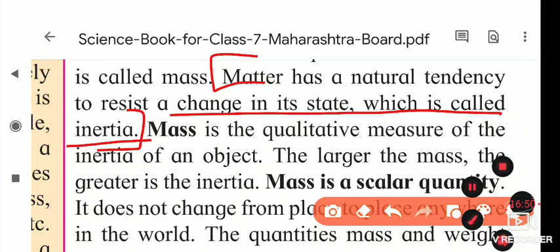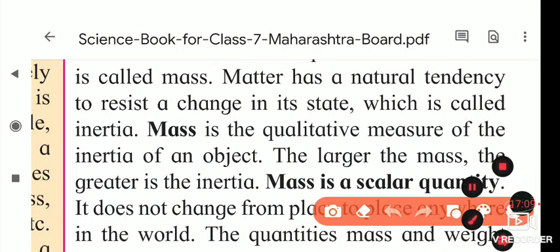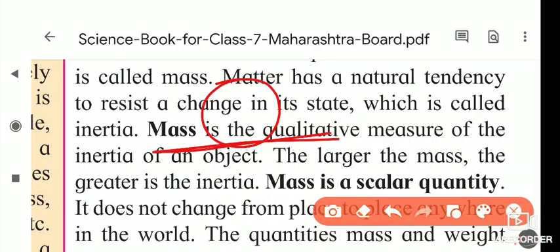Now mass is a qualitative measure of the inertia of an object. So what is mass? Mass is a qualitative measure of the inertia of an object. So inertia means what? Matter has a natural tendency to resist a change in its state. First of all, we will understand: suppose I kept a stone here, it remains at its place as long as I am not applying any kind of external force on it.